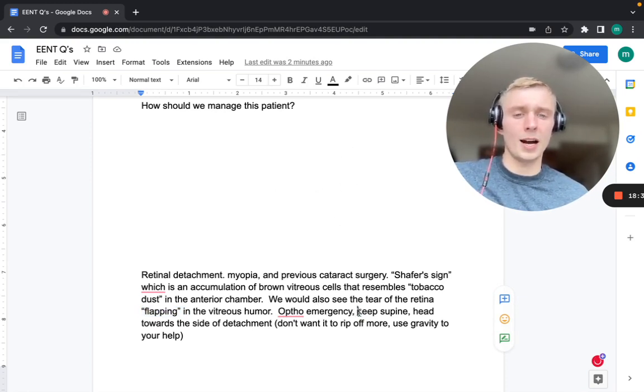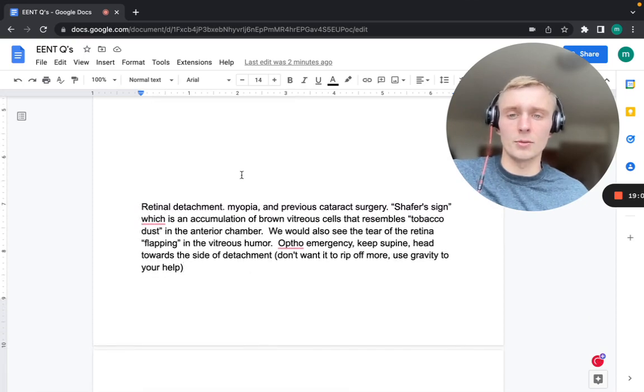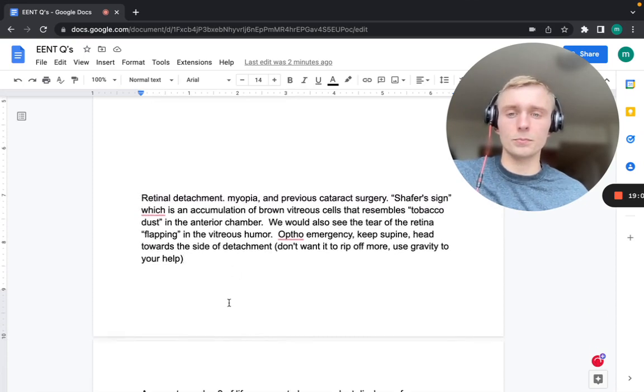We want to keep them supine and keep their head towards the side of the detachment. So we basically don't want to rip it off more. We want to use gravity to allow that to sit back down. So if you ever ripped off something and it's flapping in the water, in order to get it back down to where it was, you'd want to make that side more dependent with gravity. So hopefully it doesn't rip more and keeps it at bay. So that's how you manage that retinal detachment immediately.